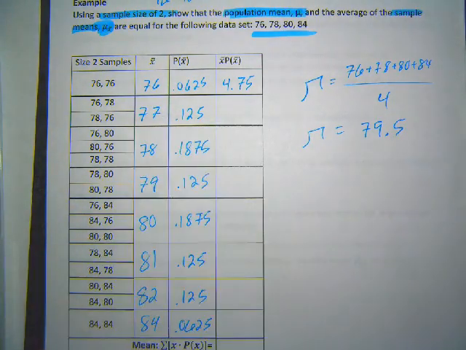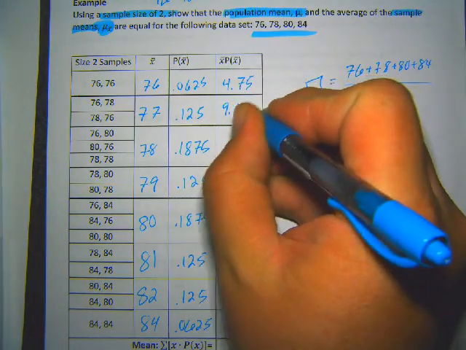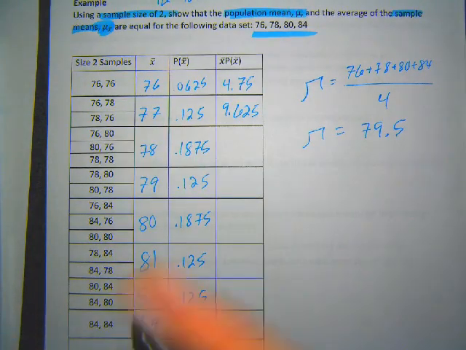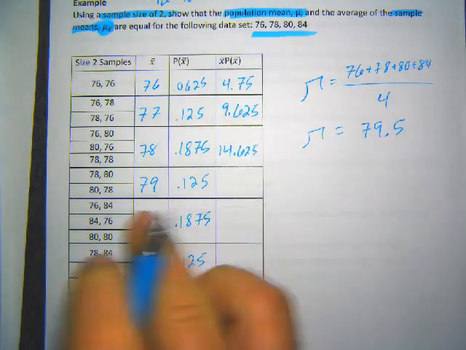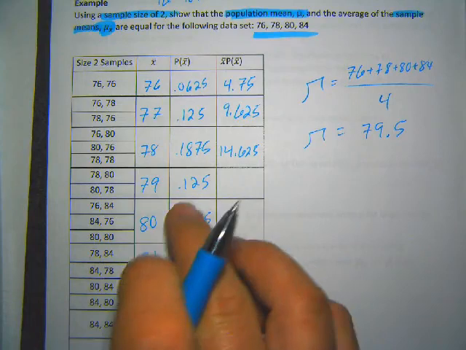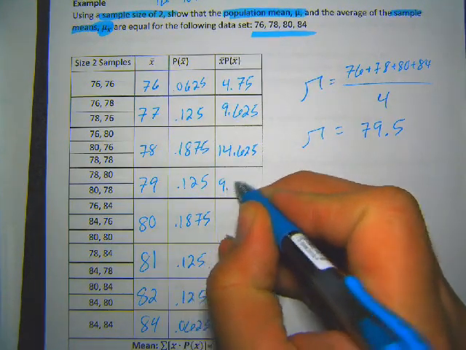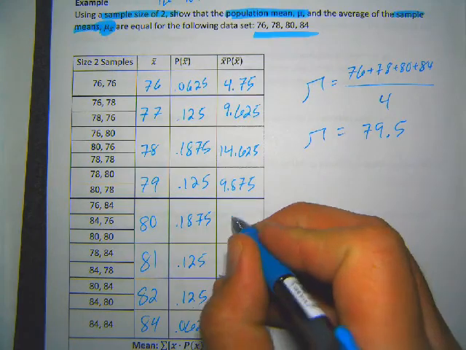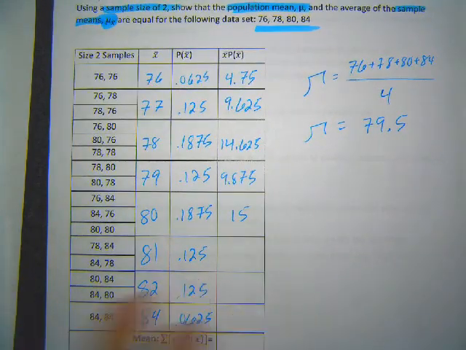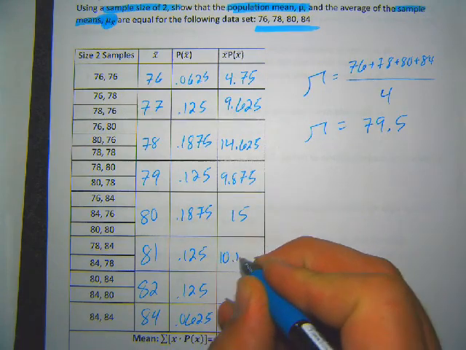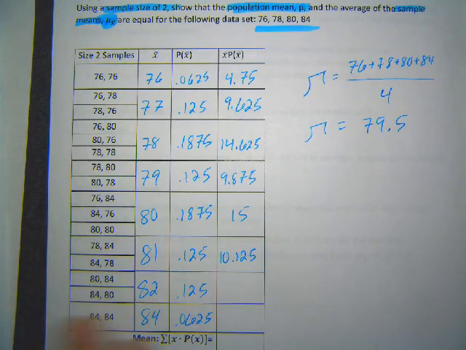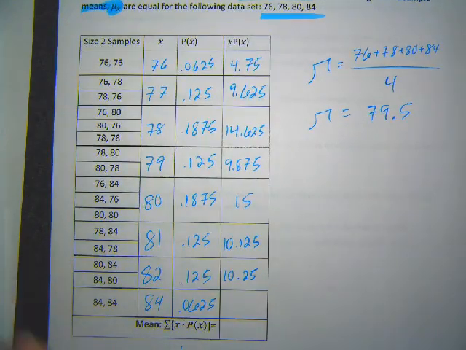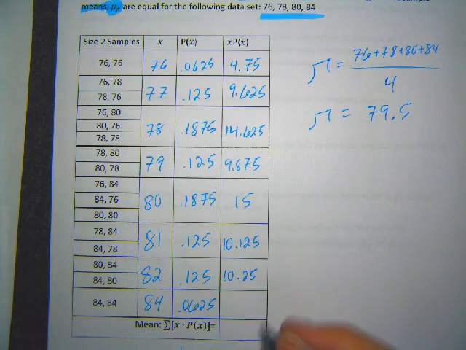Next one, 77 times 0.125 is 9.625. 78 times 0.1875 is 14.625. 79 times 0.125 is 9.875. 80 times 0.1875 is 15. 81 times 0.125 is 10.125. 82 times 0.125 is 10.25. And 84 times 0.0625 is 5.25.